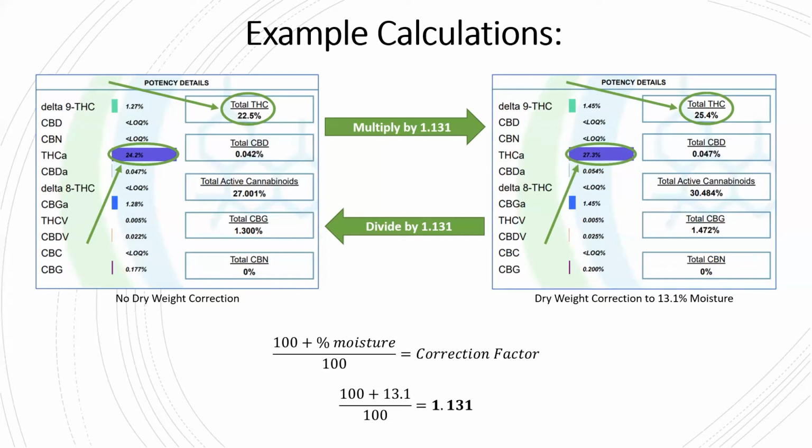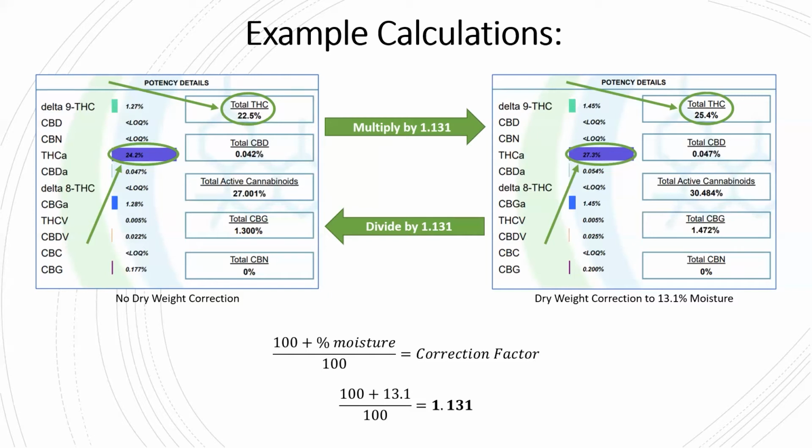The same goes for the total THC value. That wet weight result of 22.5 is multiplied by 1.13 to dry weight correct those results, thus obtaining a total THC of 25.4. In this example, I have only focused on the THCA and the total THC corrections. However, when using dry weight and converting, it must be applied to all analytes throughout the process. Conversely, if you would like to take that dry weight corrected result and determine what the wet weight value is, you need to divide by the 1.131.